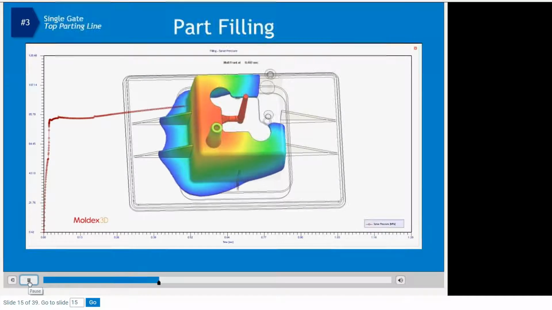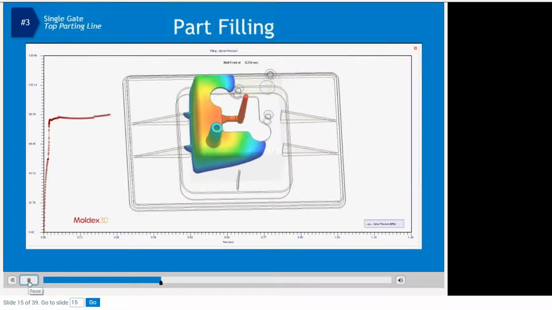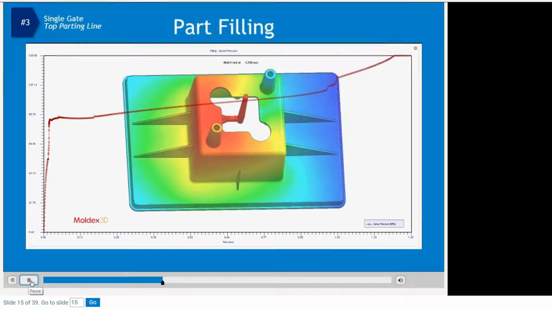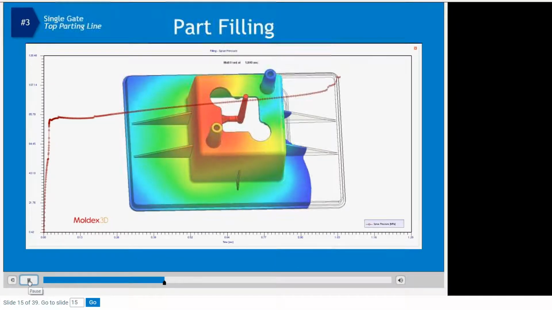Notice the pressure curve has a small jump at about 1 second into the filling phase. This small pressure increase is because one side of the part fills first, and all the flow energy then has to be redirected to fill the rest of the part.